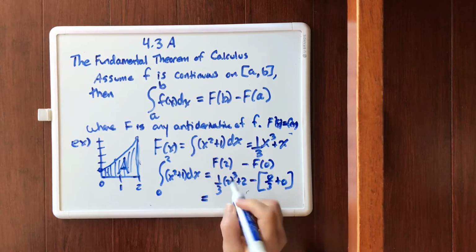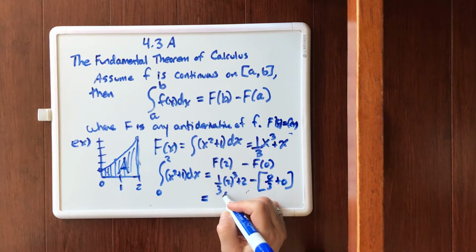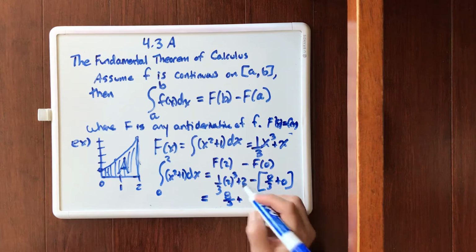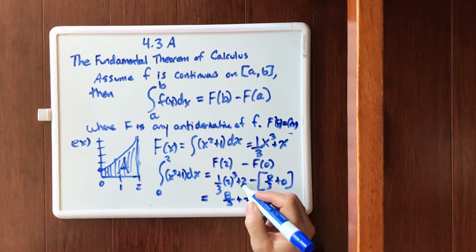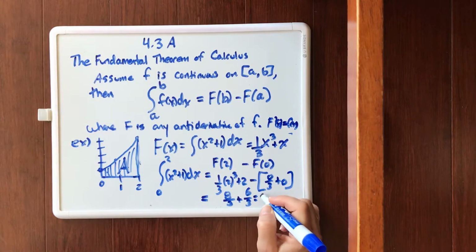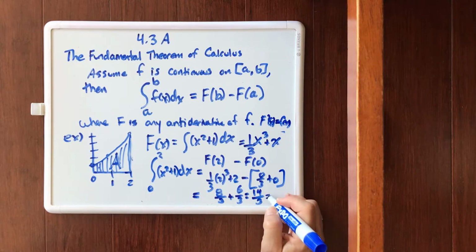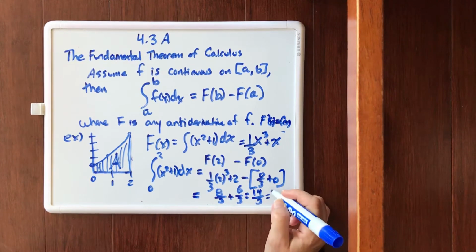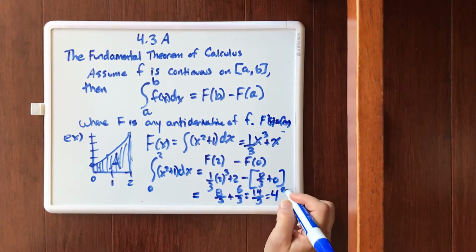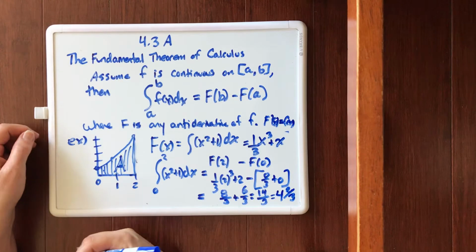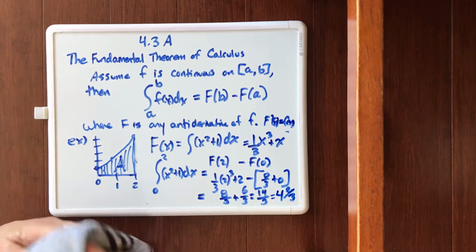Okay, so here we have 8/3. 2 cubed is 8. 8/3 plus 2. And we can change that, put it into thirds if we want. Multiply this by 3, and we get 6. Okay, so we have 14/3. 3 goes into 14 4 times with 2 left over. 4 2/3. Just like I showed you in a couple videos ago. All right, let's continue.